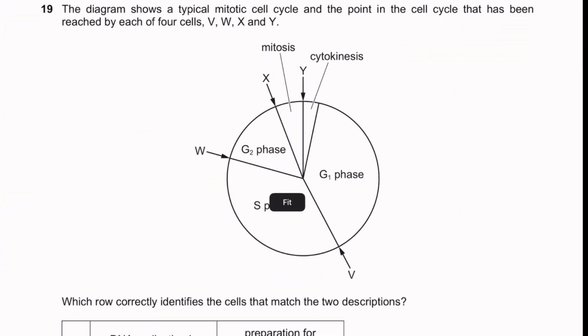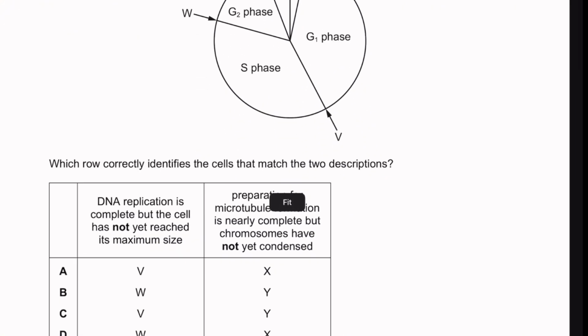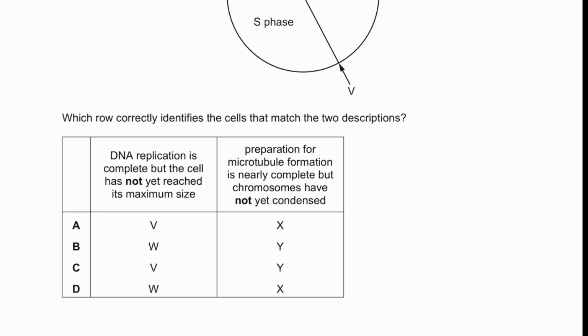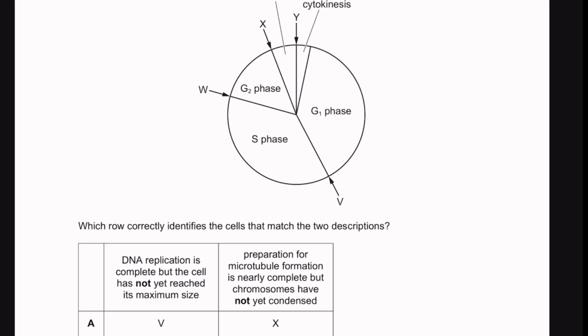Okay, the diagram shows a typical mitotic cell cycle and the point in the cell cycle that has been reached by each of 4 cells V, W, X, and Y. So you can see here we have G2, G1, S phase, and then mitosis and cytokinesis. Which row correctly identifies the cells that match the 2 descriptions? DNA replication is complete, but the cell has not yet reached its maximum size. Let's see. This is for which cell? So right now we have W. W, you could see, has just finished DNA replication because it's just finished the S phase, and it's now entering its G2 phase, where it's going to check up on its DNA and make sure to synthesize more proteins and more energy storage molecules.